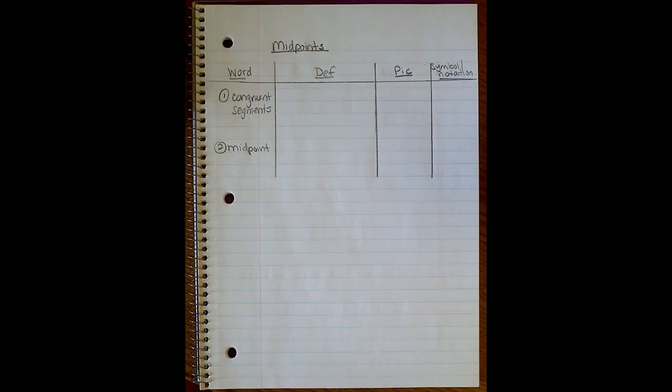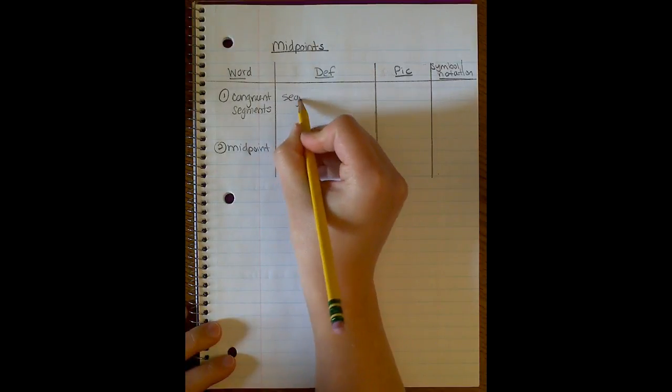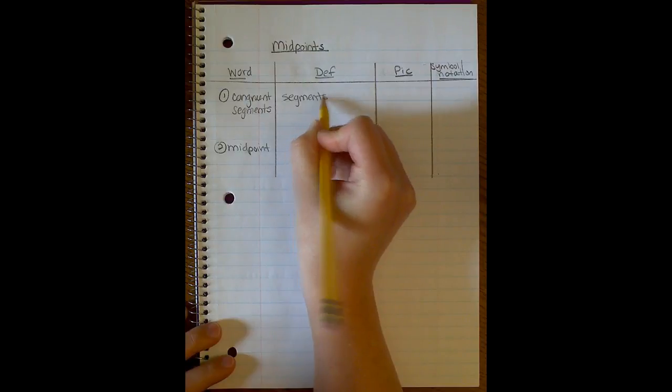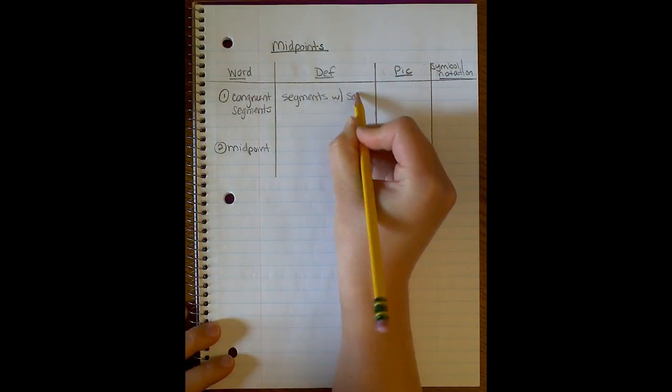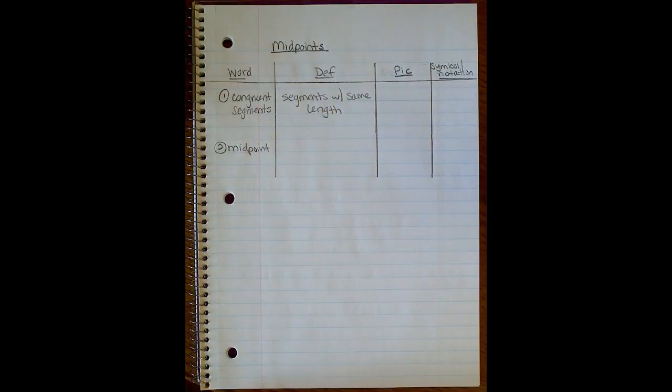Some of you may have already learned the word congruent, and that just means two things that are the same. So in particular, if we're talking about segments, we're talking about segments that have the same length. There are a few ways that you can see this in a picture. First of all, they could be labeled at the same distance, like 5 inches, 5 inches. Then you know that they have the same length.